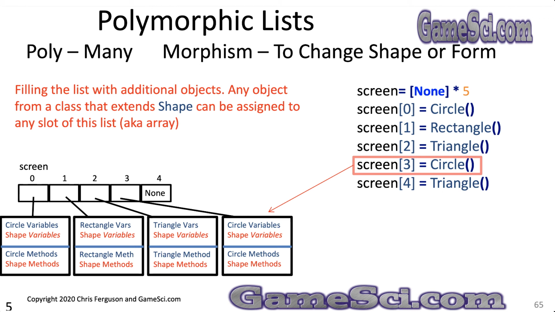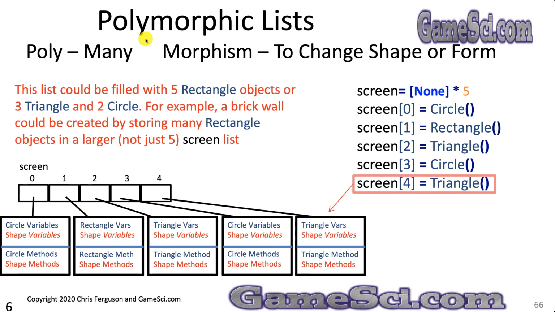The thing that's different about a list is it's much more dynamic. The list could be filled with 5 rectangle objects or 3 triangles and 2 circles. For example, if I was building a brick wall, it could be created by storing many rectangle objects in the list, not just 5. Brick walls are a famous example of building a screen out of multiple small shapes.